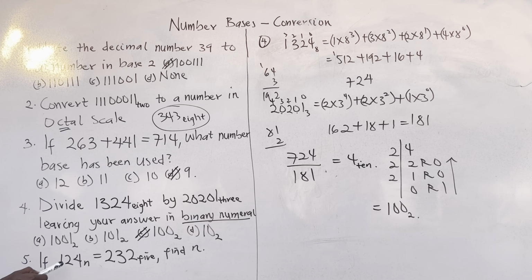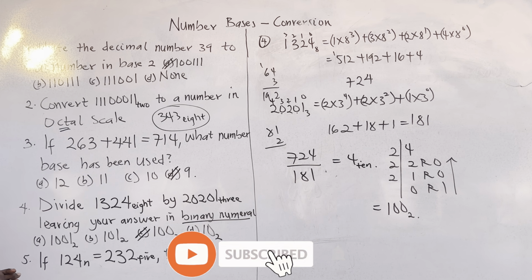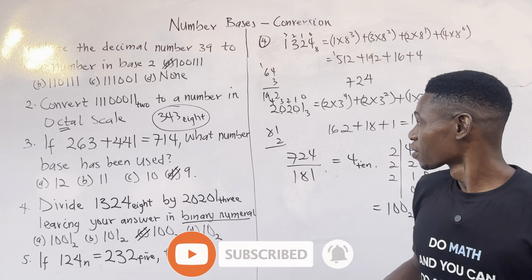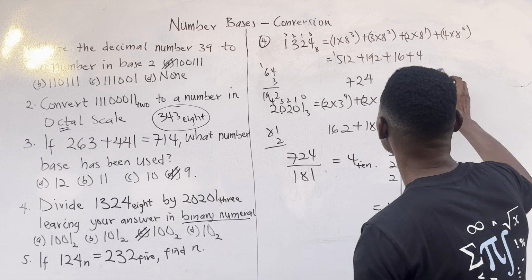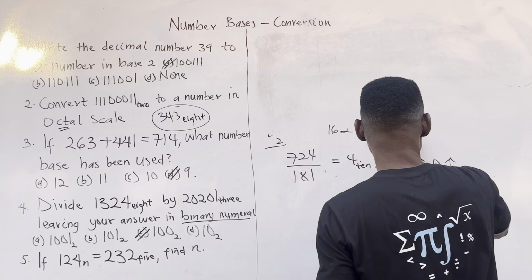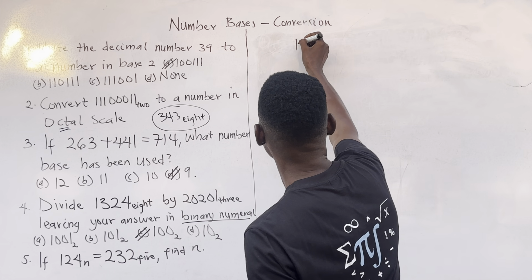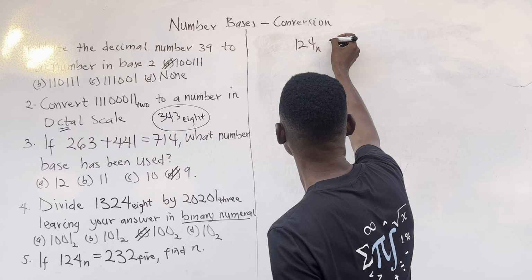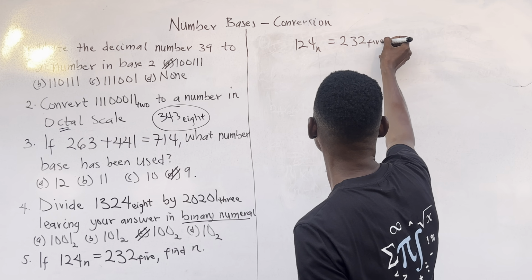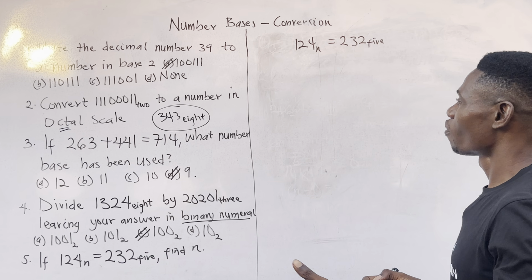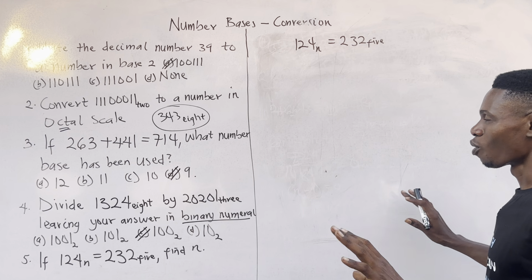The question says if 124 base n equals 232 base 5. So this one is even clear. We can just convert both to base 10 and then we'll get our answer easily. So let's do that quickly. I need to rub the board. So let's convert both to base 10 and then we'll get an answer. So we have 124 base n equal to 232 base 5. So if we convert everything to base 10, we'll have what we can work with.